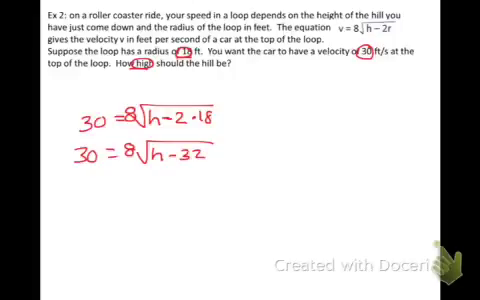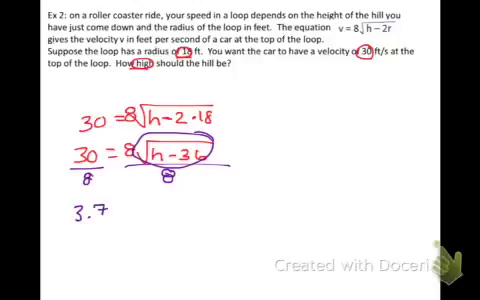18 times 2 is 36. Sorry, not 32. And then, again, the square root this time is not by itself. If you look, there's an 8 attached. The 8 is multiplying, so you're going to divide both sides. So when you divide, it's 3.75 equals square root of h minus 36.